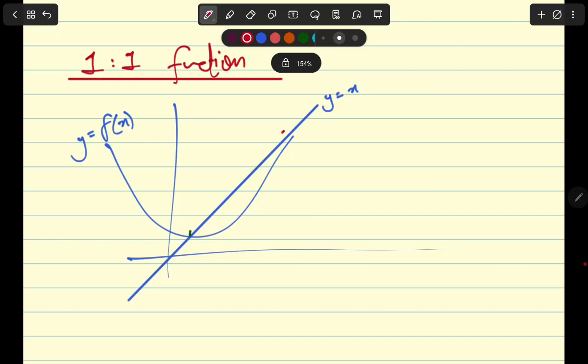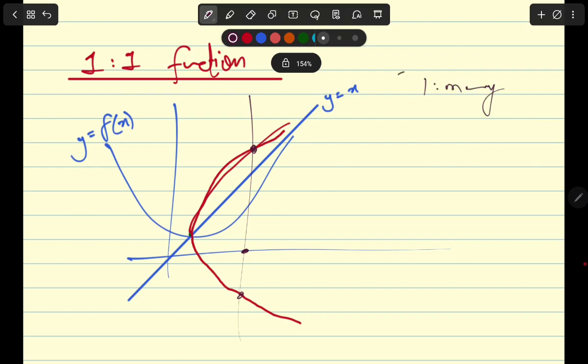If I were to reflect this function on the line y equals x, then it would go like this, right? So the parabola is going to turn into a hyperbola, and now through a vertical line test we can see that for an input value we have multiple output values. So this becomes one to many, and this relationship does not come under functions, right? So this will no more be a function.